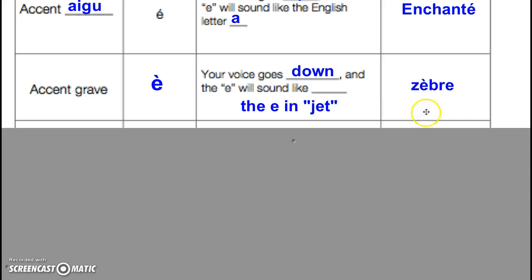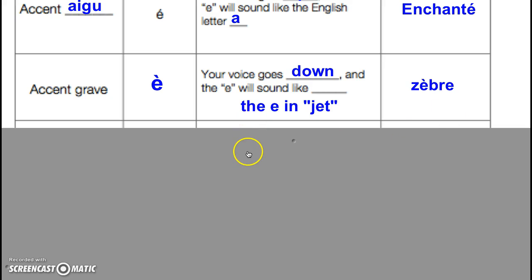So this word here, can you guess what it means? If you guessed zebra, you're right. It has an accent grave, and it's going to sound like this: zèbre. If the accent grave was not there, it would be zebre, but now it's going to sound like the E in jet, so our first syllable is going to be ze, zèbre.